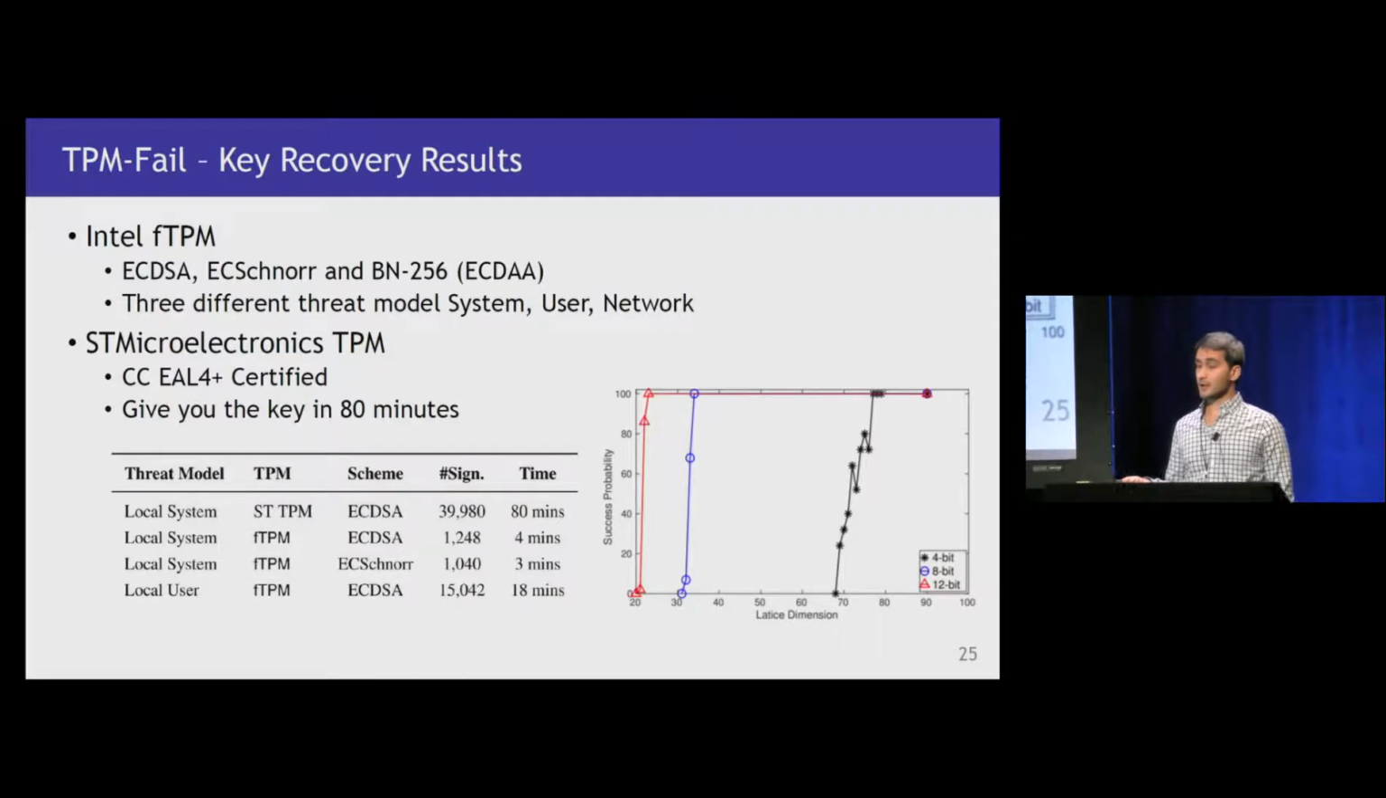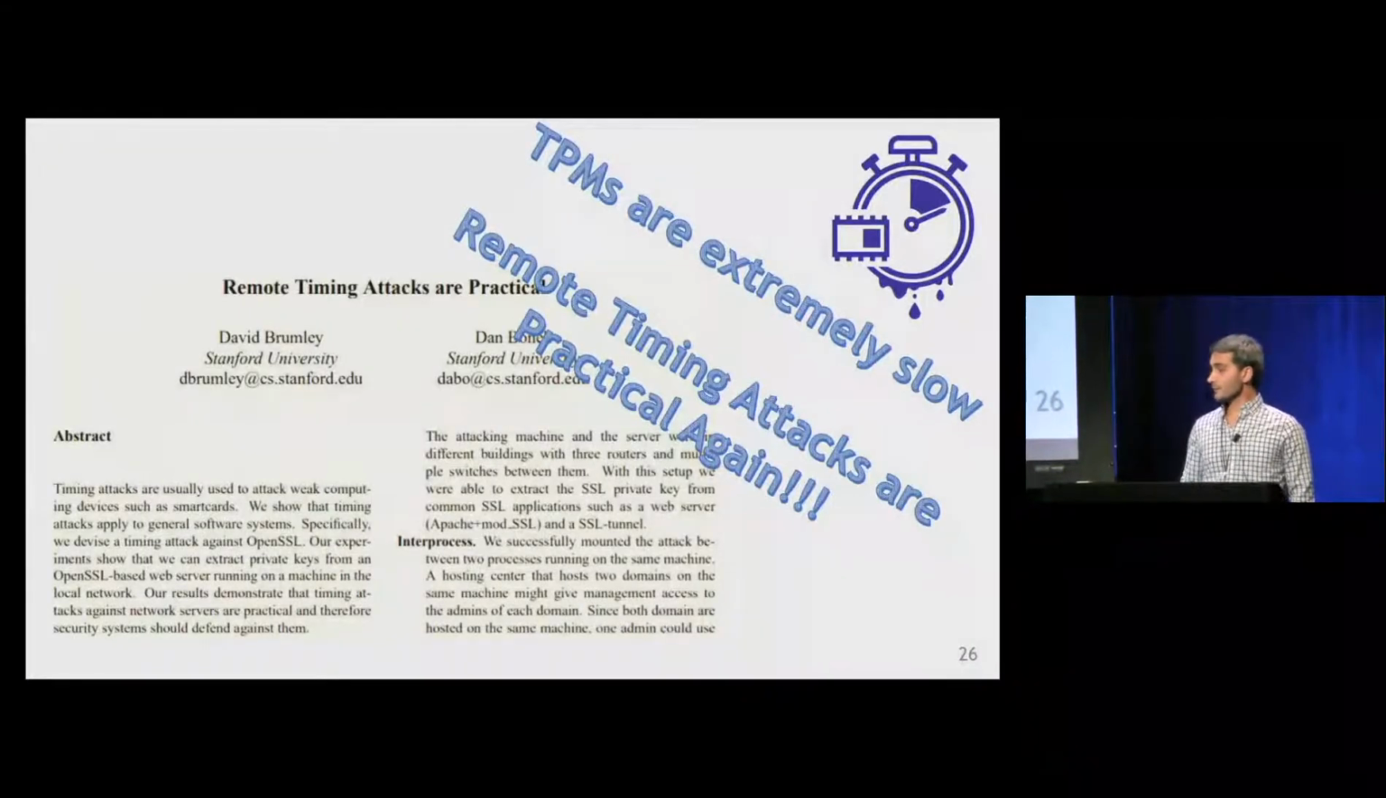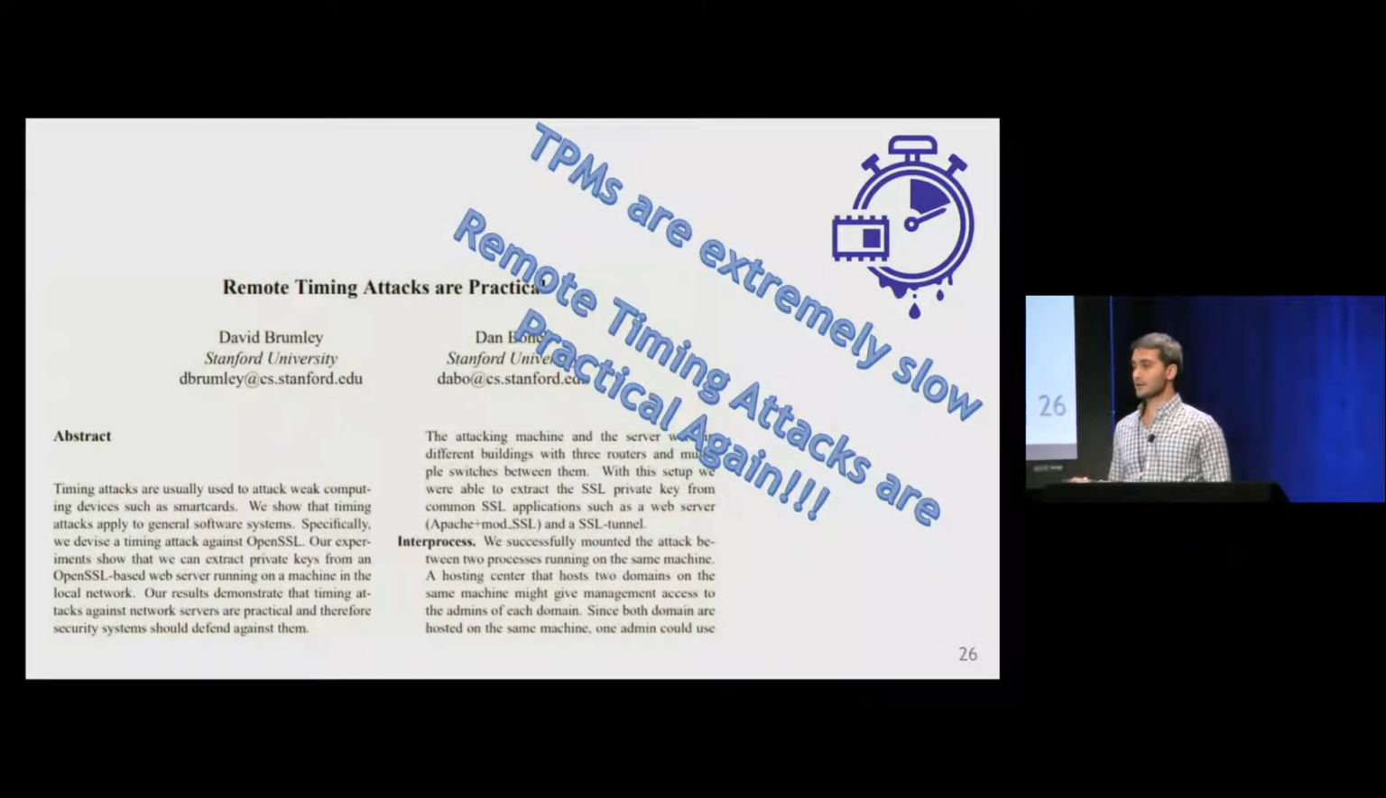For STMicroelectronics, which is a CC certified device and is supposed to be protected against timing attacks and side channel attacks, we could recover the key in 80 minutes, which is the time to collect that amount of signatures, 40,000 signatures. And with that, we moved on to: okay, what else can be done with these devices?